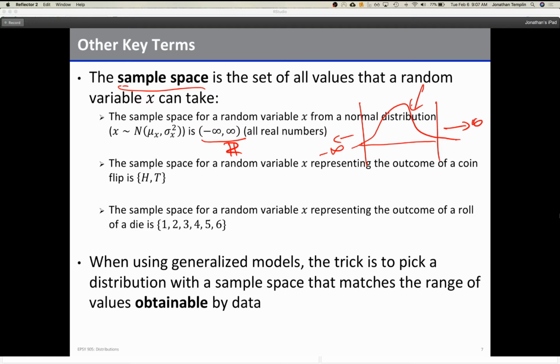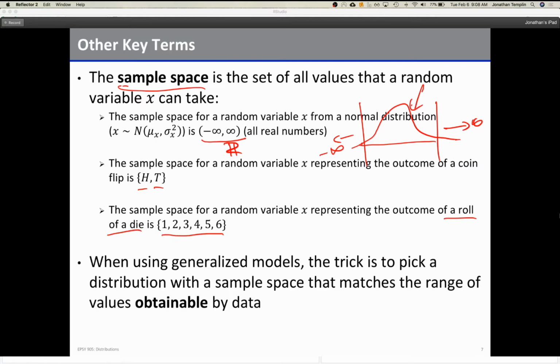Next, the sample space for a random variable x representing the outcome of a coin. So we flip a coin. The coin flip can either be heads or tails. So that's a different type of sample space. It's a discrete random variable, and heads and tails are the two outcomes. I guess technically you could land the coin right on its edge, but let's imagine that's impossible. We've made it so that doesn't happen. Also think about a six-sided die. If we rolled that die, the sample space of outcomes would be 1 through 6, the number of dots facing up.